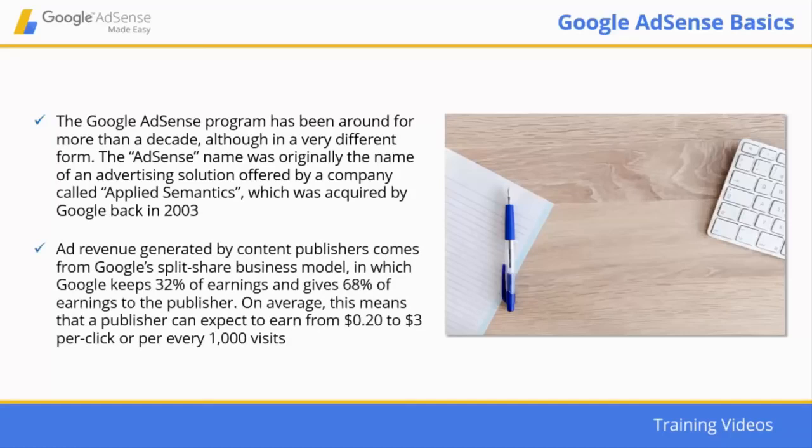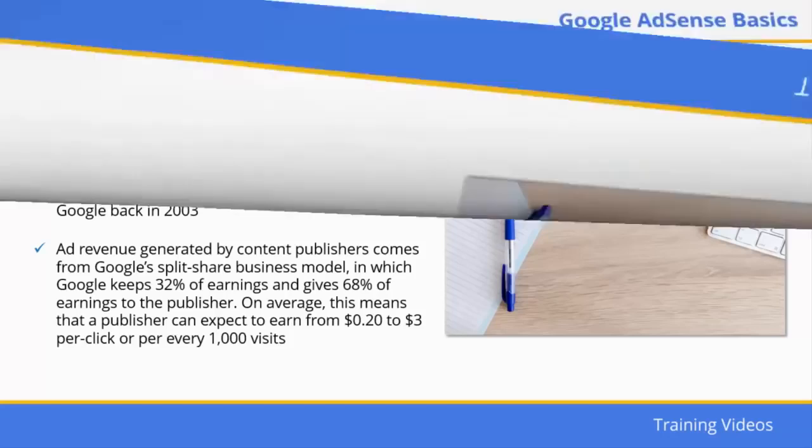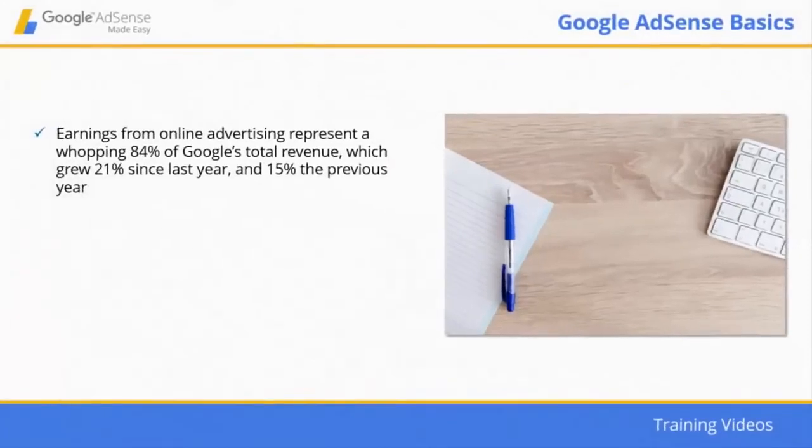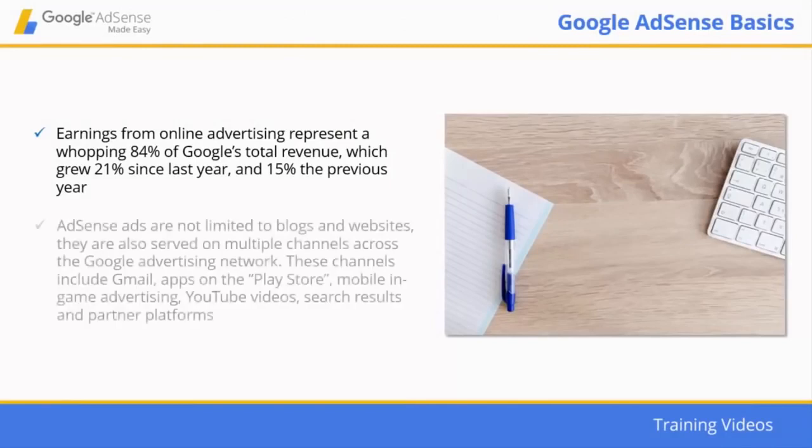Ad revenue generated by content publishers comes from Google's split-share business model, in which Google keeps 32% of earnings and gives 68% of earnings to the publisher. On average, this means that a publisher can expect to earn from 20 cents to $3 per click or per every 1,000 visits. Earnings from online advertising represent a whopping 84% of Google's total revenue, which grew 21% since last year and 15% the previous year.